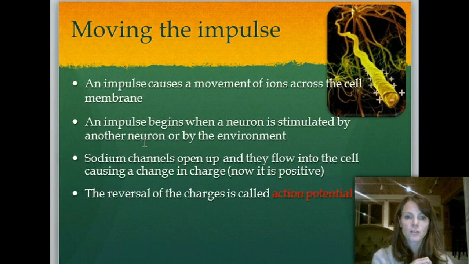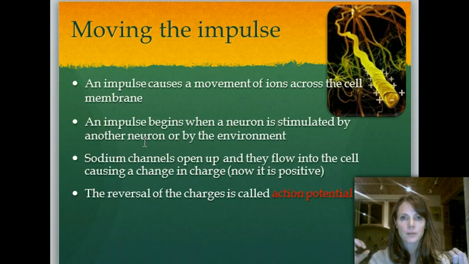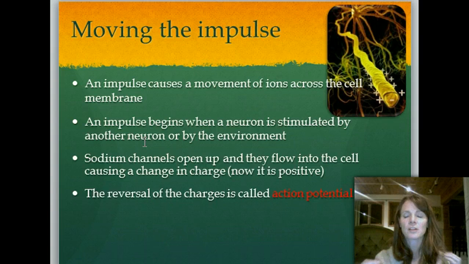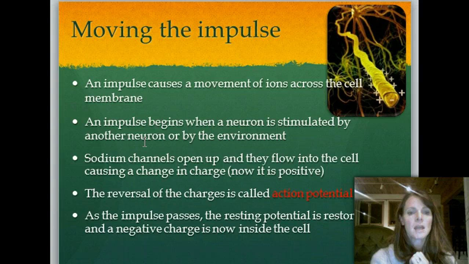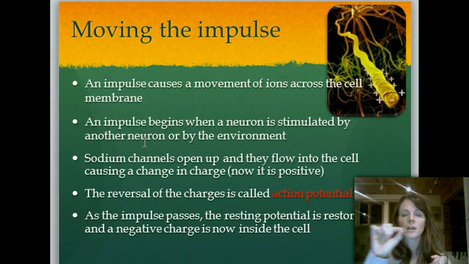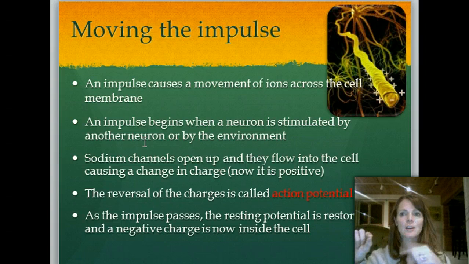All right, so the reversal of this charge is called an action potential. That is moving the impulse across this neuron, okay? Action potential. So know that term. Action potential is very important because that's where basically you have your nerve impulse. The reversal of those charges in the cell membrane is the action potential, and it allows that nerve impulse to move across that neuron, okay? As the impulse passes, though, the resting potential is restored, and a negative charge is now on the inside of the cell, and a positive charge is now on the outside of the cell. So as that nerve impulse moves along that neuron, you have the changing of the voltage, but then as it passes, it goes back to normal, okay?